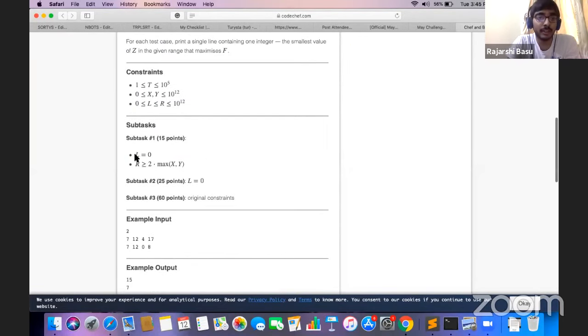So let's say there are no restrictions. That's the first subtask, right? There are no restrictions on L. There is this restriction that R is greater than or equal to 2 into max of X and Y, but effectively we don't have any restrictions on Z. So why is this so?